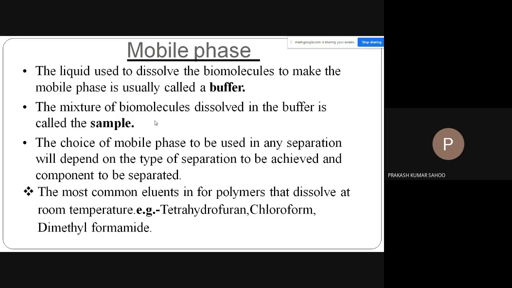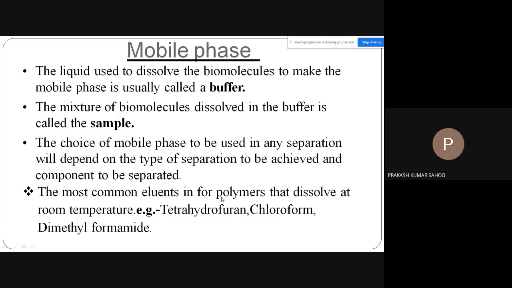The mixture of biomolecule dissolved in the buffer is called sample. So here we take the example of biomolecules. This biomolecule dissolved in this buffer makes the sample. That is, mobile phase with biomolecule is the sample.